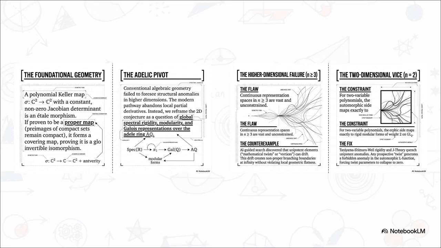But look at the higher dimensional failure over on the right. In 3 dimensions or higher, AI-guided searches discovered a massive flaw. The continuous spaces of representations are just too vast and unconstrained. This allows for unipotent elements, basically mathematical twists or vortices, to drift into unbounded boundaries without ever violating local flatness. And that drift is exactly what killed the general conjecture. But notice the two-dimensional vice at the bottom right. For 2 variables, the automorphic side maps strictly to rigid modular forms of weight 2 on GL2. We are completely abandoning local partial derivatives in favor of this intense global spectral rigidity.